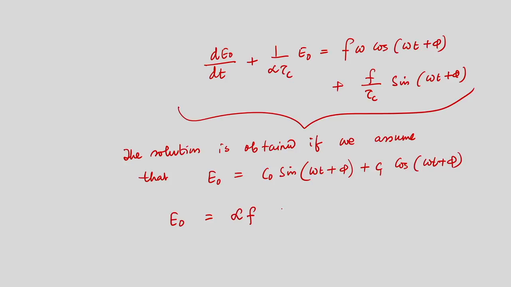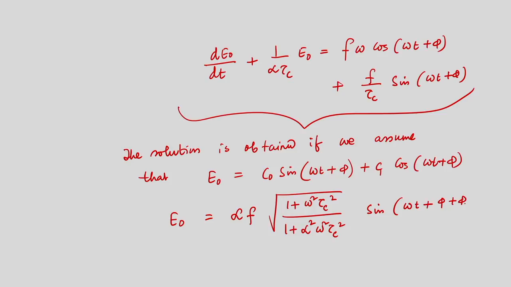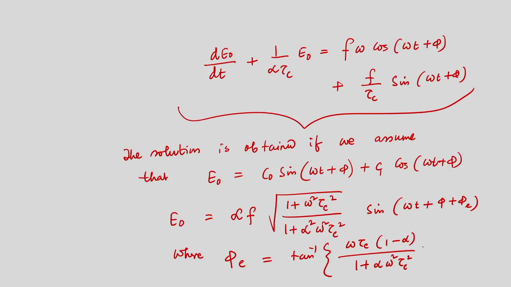alpha F root of 1 plus omega square tau_c square, divided by 1 plus alpha square omega square tau_c square, into sin(omega t plus phi_e), where phi_e is equal to tan inverse of omega tau_c (1 minus alpha) divided by 1 plus alpha omega square tau_c square. So, this is the solution and that is what we wanted to find out. So, we got this expression.